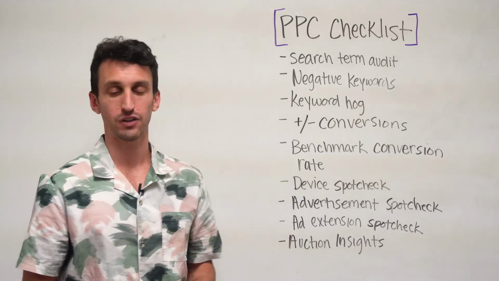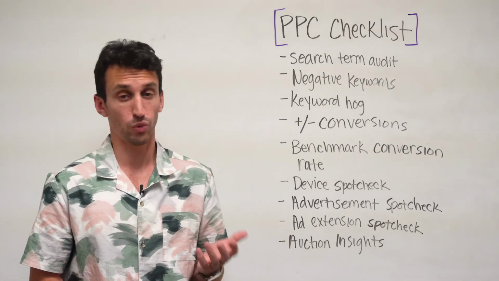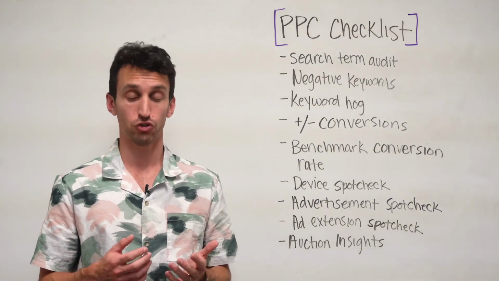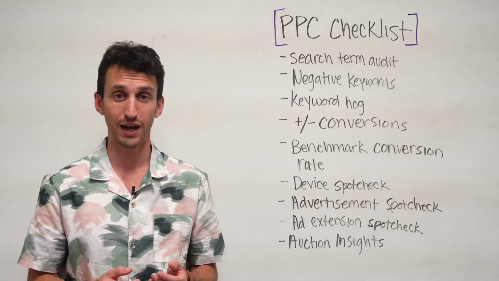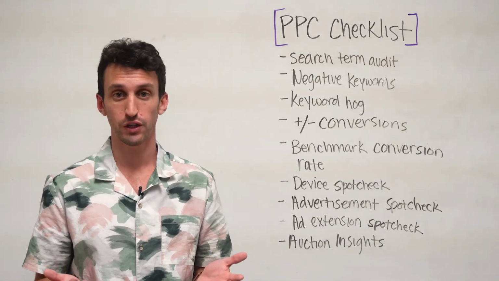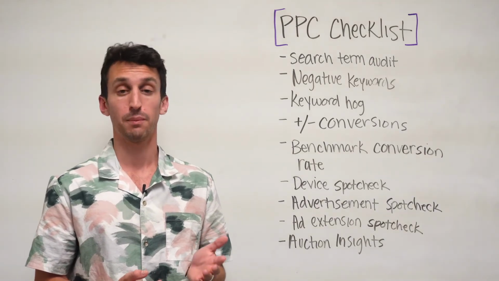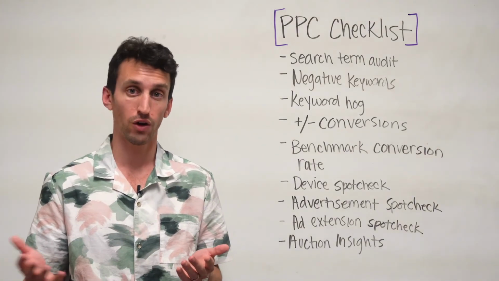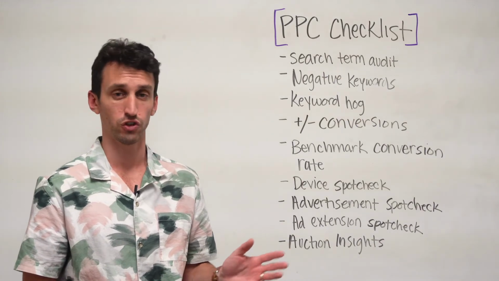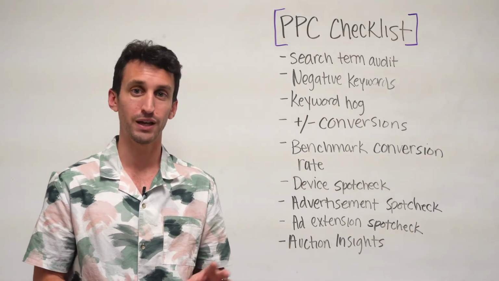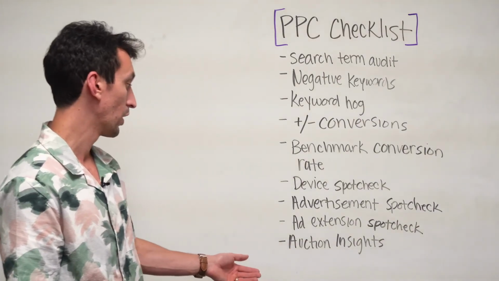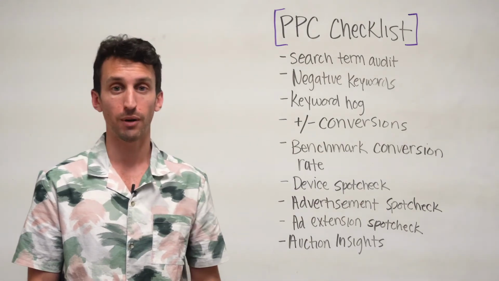Ad extension spot check: sitelink, callout extension. Those are all ad extensions. There's location extensions. You just want to be auditing this and making sure that you're driving results. So if you have 5 or 6 sitelink extensions and 2 are driving the majority of the conversions, maybe it's time to reanalyze the ones that aren't driving conversions. That's again something that a lot of people just miss, but when you have a spot check, it's helpful.